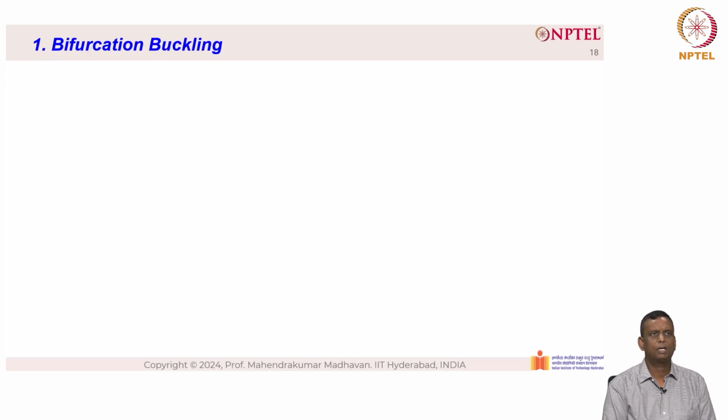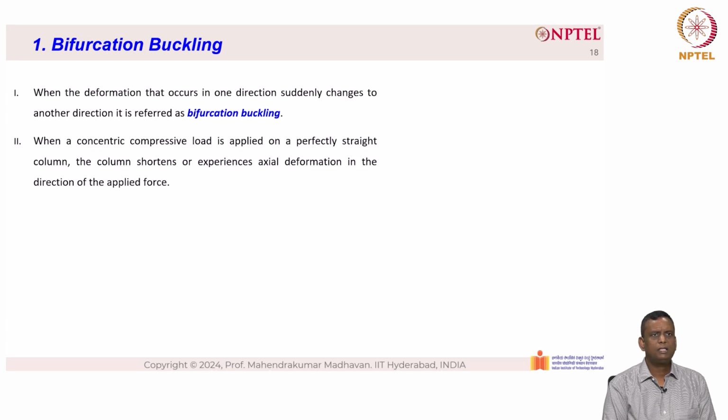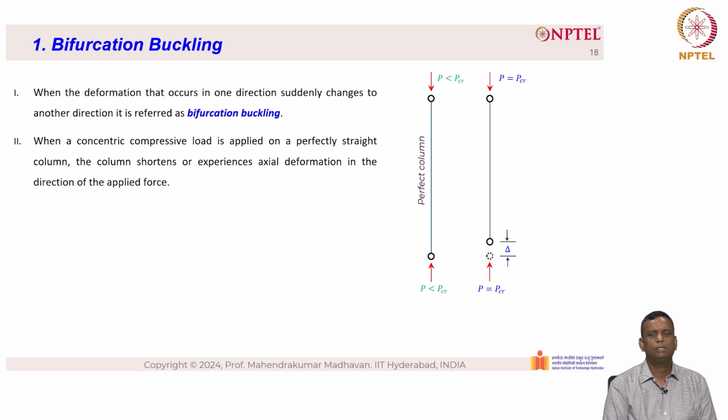What is bifurcation buckling? When the deformation that occurs in one direction suddenly changes to another direction, it is referred to as bifurcation buckling. When a concentric compressive load is applied on a perfectly straight column, the column shortens or experiences axial deformation in the direction of the applied force. This picture on the right side gives you a perfect column when the applied load is less than the critical load. Then you can see that when the applied load is equal to the critical load, there is a small axial deformation which is measured as delta at the bottom of the picture.